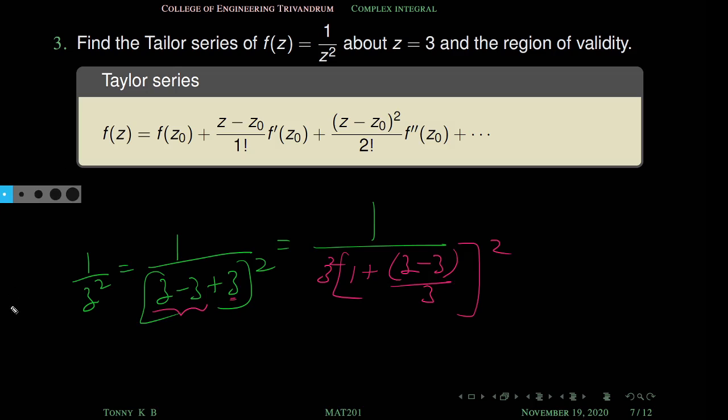So we can write this as 1 by 3 square, which is 9. So 1 by 9 into 1 by 1 plus z.